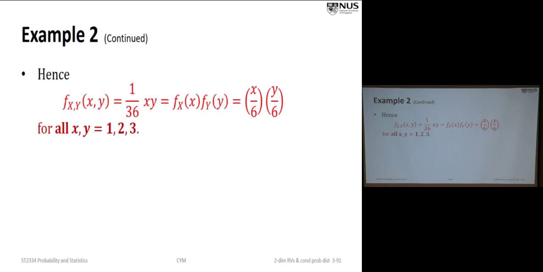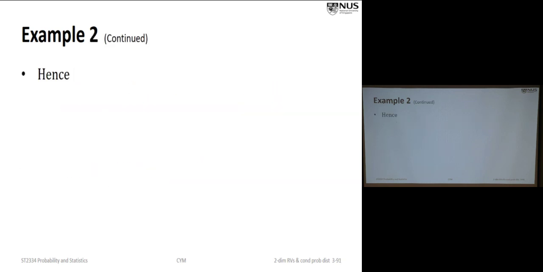Maybe I stop here. Example 2 is quite long. So we'll continue on Thursday.